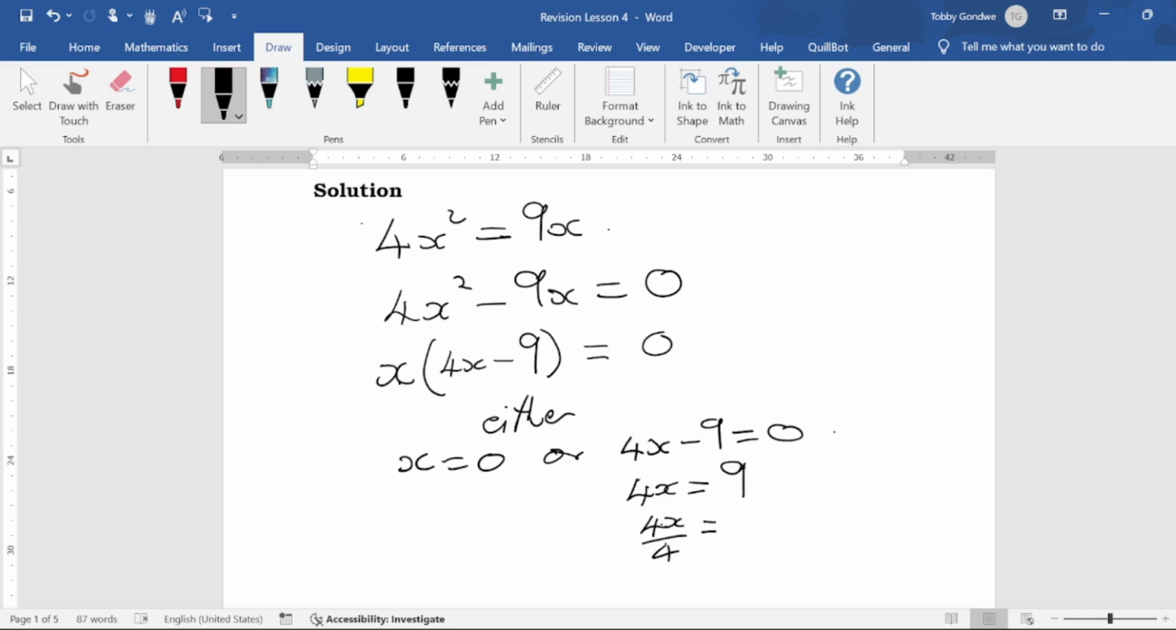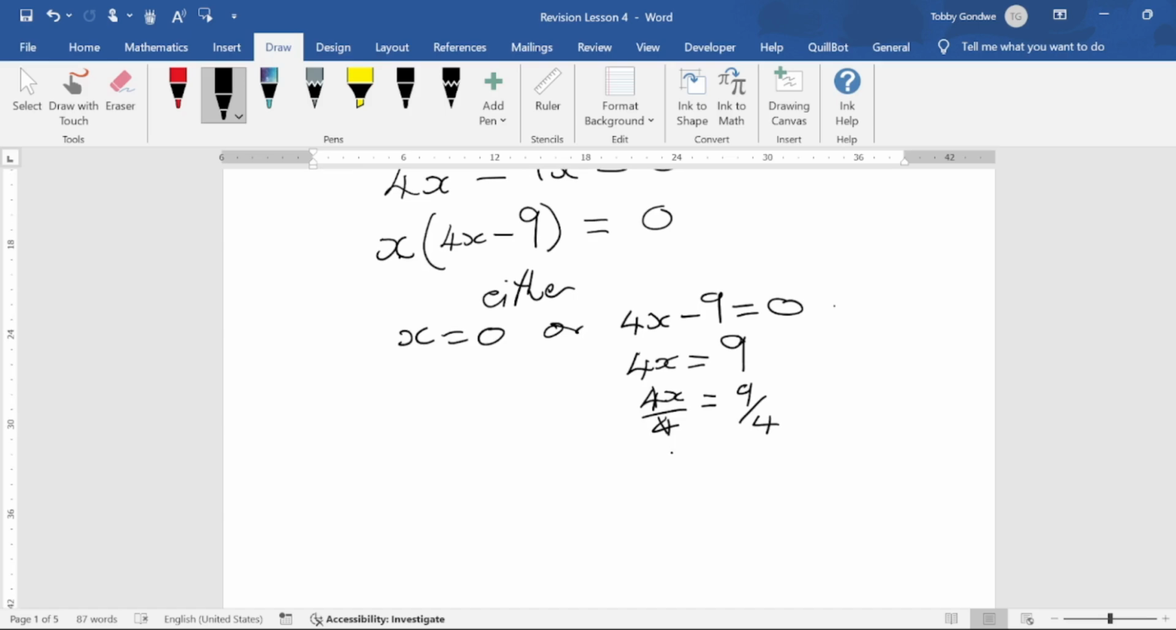We divide both sides by 4. So 4x divided by 4, and then 9 divided by 4. That gives us x is equal to 9 over 4. The solution for this equation is that x is equal to 0 or x is equal to 9 over 4. That is our solution. So we're done with that one.